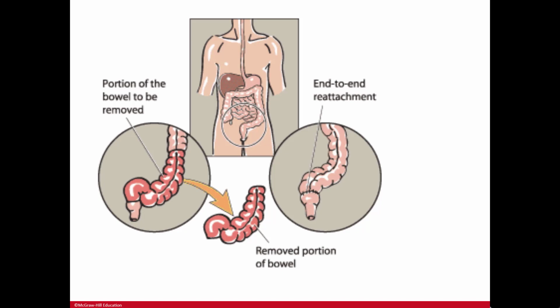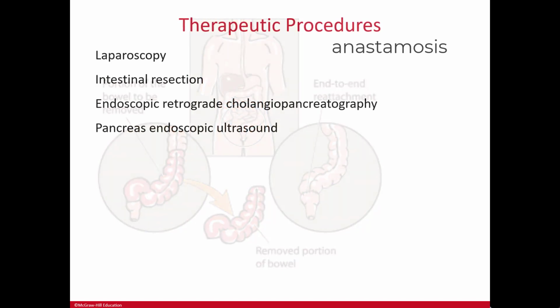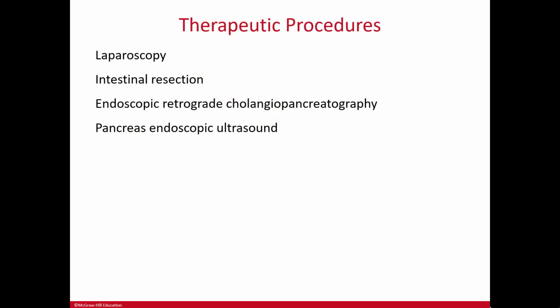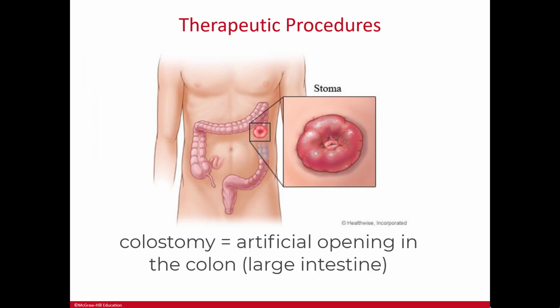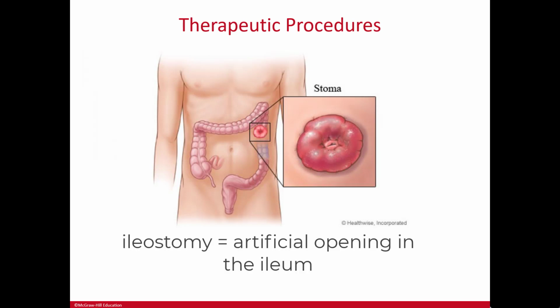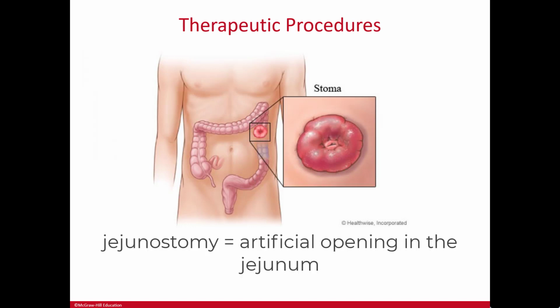When the pieces are joined back together, that's called an anastomosis. If there's not enough healthy tissue to put back together, the patient may need an ostomy. An ostomy is an artificial opening. So for example, a colostomy is an artificial opening from the colon to the outside of the body. An ileostomy is an artificial opening from the ileum to the outside of the body. You can also have a jejunostomy, which is an artificial opening from the jejunum to the outside of the body.